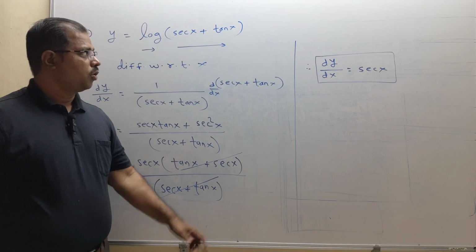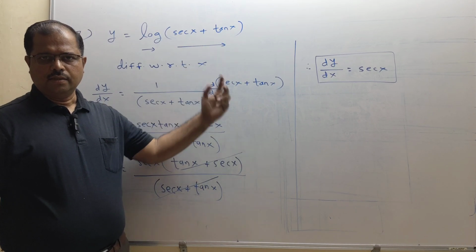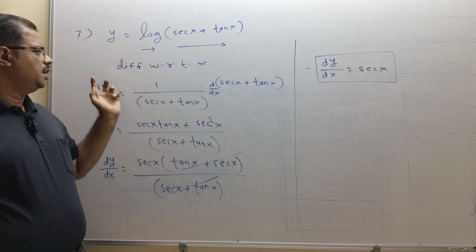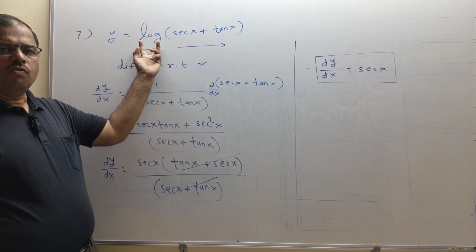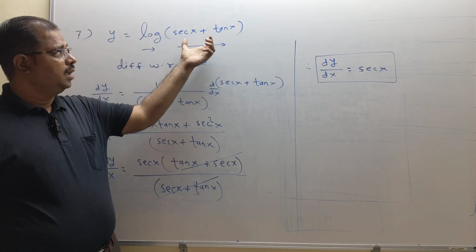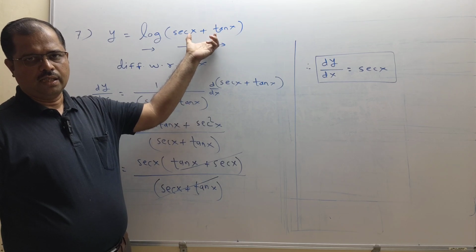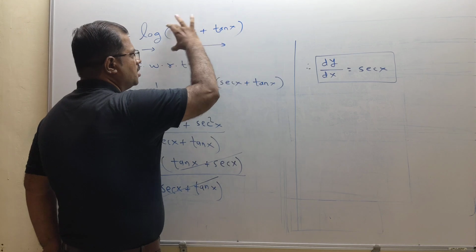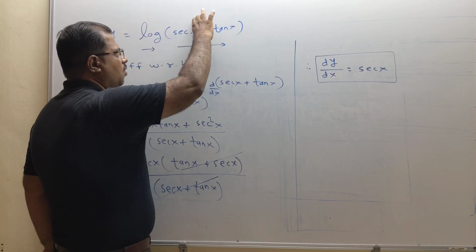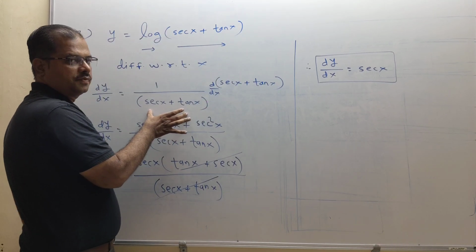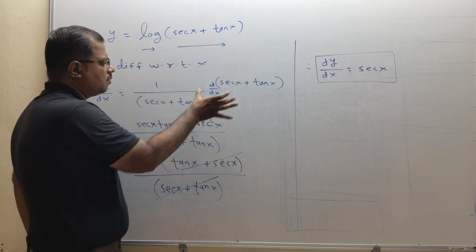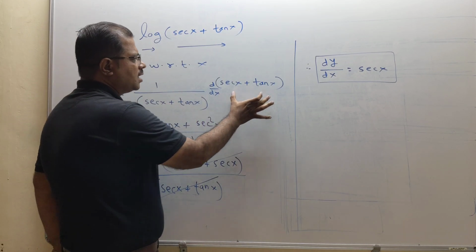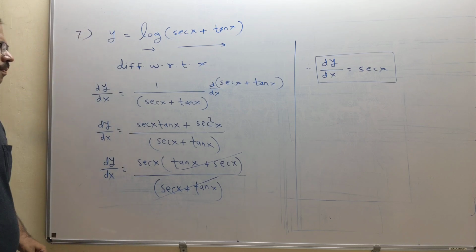Y is equal to log of sec x plus tan x. When we consider this function and differentiate, dy by dx, there is an outer function log and the inner term is sec x plus tan x. Means the outer function is log and this whole term is the inner term. Derivative of log x is 1 upon x, derivative of log fx is 1 upon that fx, 1 upon sec x plus tan x into derivative of sec x plus tan x, write in numerator.